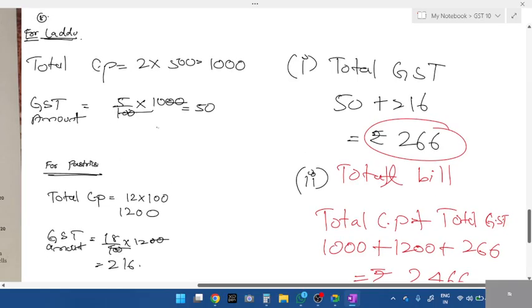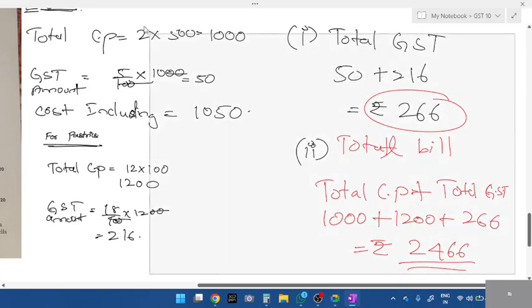Or what I would suggest is, once you find for laddu, students, see laddus, what is GST amount we got? Tell me what is GST amount? 50. So you can write cost including GST. What is the cost price including GST? 1000 plus 50 is, how much is 1000 plus 50? 1050, right?